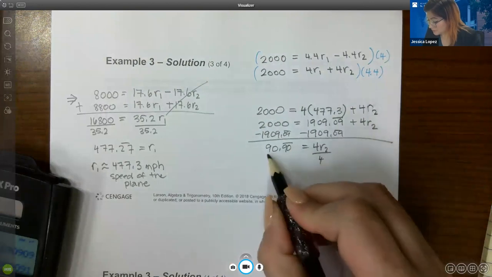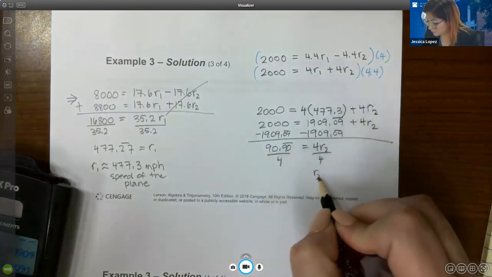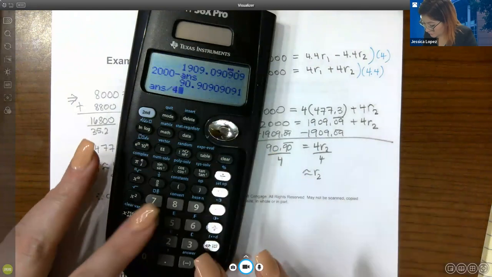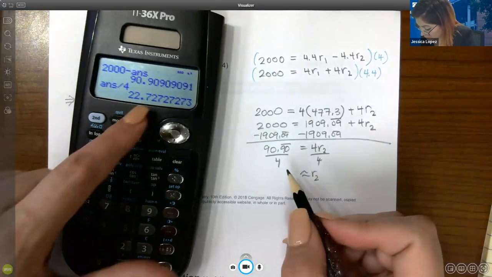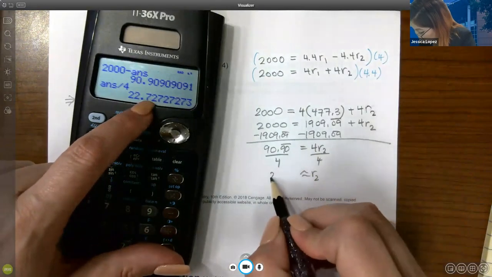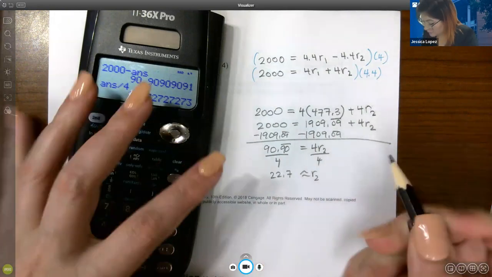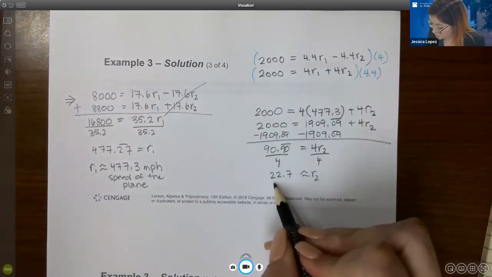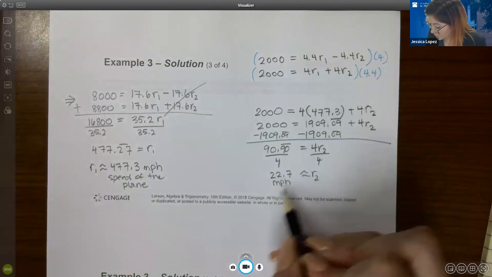So I'm going to have to divide by 4. Let's see, divided by 4, it's not enough to make it go up, so it's going to be 22.7. So remember, this is 22.7 miles per hour, and it's the speed of the wind.